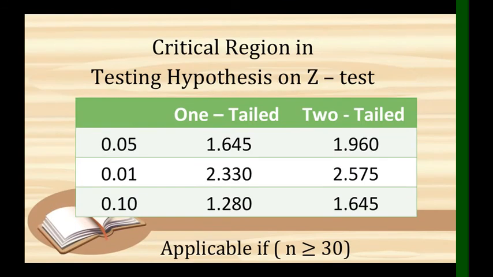In solving the z-test for single proportion, we need this critical region in testing hypothesis on z-test. So we have this critical region, one-tailed and two-tailed, and with the alpha 0.05, 0.01, and 0.10. On the other hand, these numbers are what we call the critical value. It depends on your alpha, and it depends on the number of tails you will get based from your problem. And remember that it is applicable only if the sample size is greater than or equal to 30.